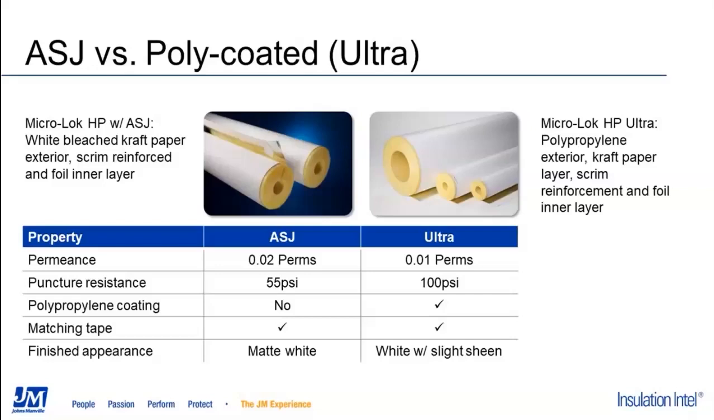And that additional poly-coating provides a lower perm rating as well as more puncture resistance, both of which are attractive qualities for use on a chilled water system. Additionally, as I mentioned before, the poly-coating allows small amounts of moisture to be shed off of the insulation. Both types of vapor retarders are offered with matching tapes to help complete a sealed system, as well as to complete that clean aesthetic appearance.